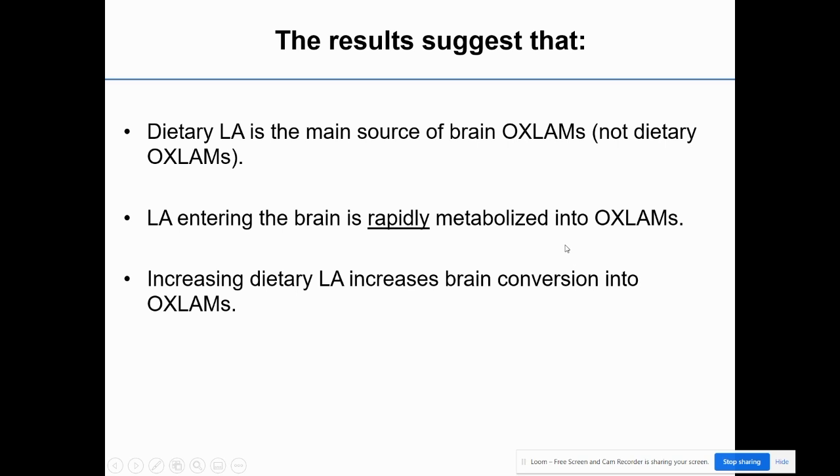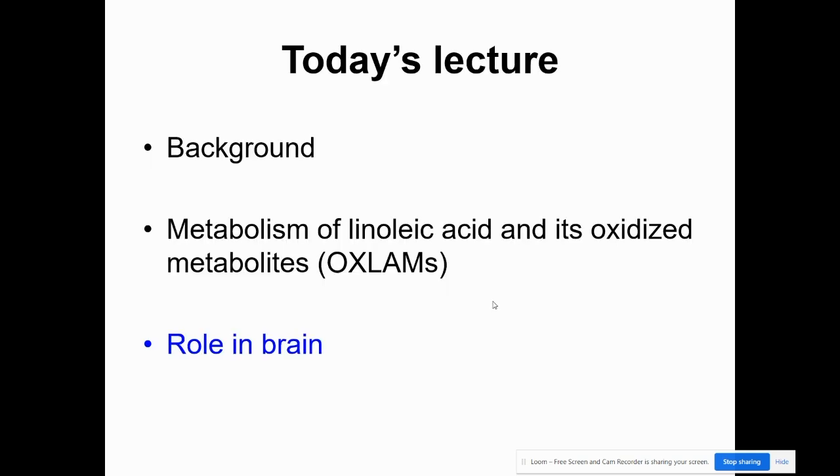So these results tell us that dietary LA is the main source of brain OXLAMs, not dietary OXLAMs. LA entering the brain is rapidly metabolized into OXLAMs, and increasing LA pushes this metabolism further, so it leads you to convert more OXLAMs in the brain. So this basically covers the metabolism of LA and its OXLAMs in vivo. And I'm going to jump now into the role of LA and OXLAMs in the brain.